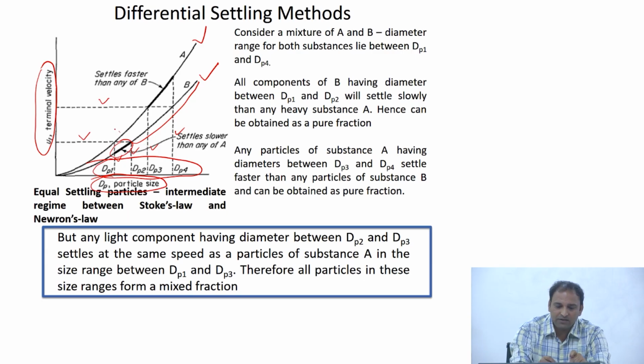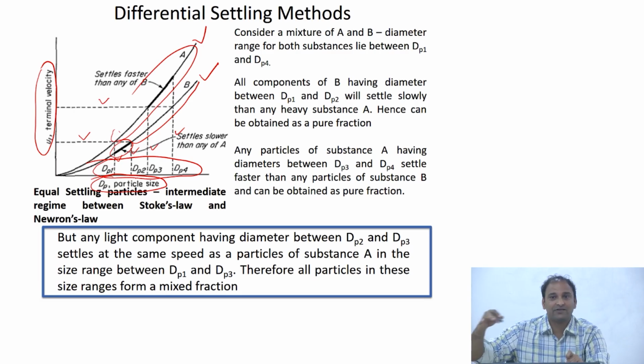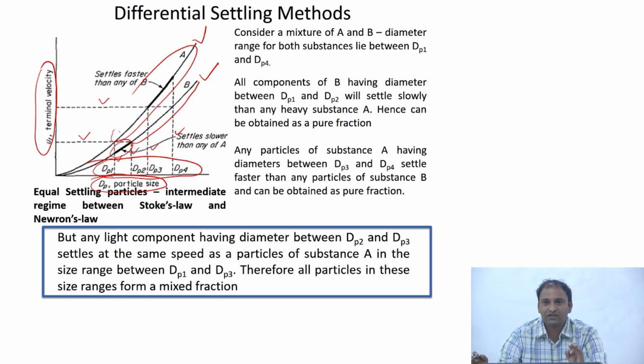And all the particles of type A from dp1 all the way up to dp4 settle faster. Therefore, the size range of B from dp1 to dp2 settles slower than any particle of A type plus all the particles of B going from dp2 to dp4, right? Everyone agrees with that? So what I can do is I have a column which is filled with a fluid.